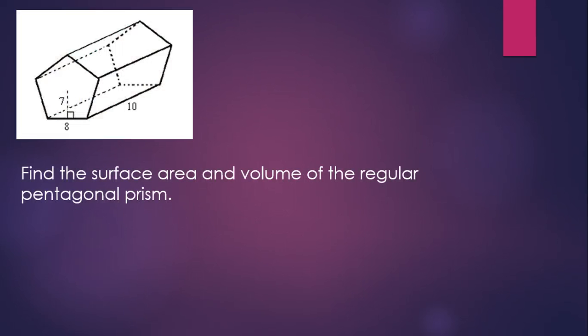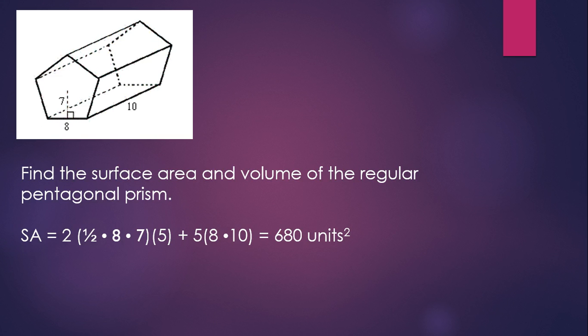Find the surface area and the volume of the regular pentagonal prism. For surface area, we need the area of each pentagon. So if we divide the pentagon into 5 congruent triangles, we can find the area of each triangle by taking 1/2 times 8 times 7. We have 5 triangles in a pentagon, so we'll multiply that times 5, and there's 2 pentagons, so we'll multiply that times 2.